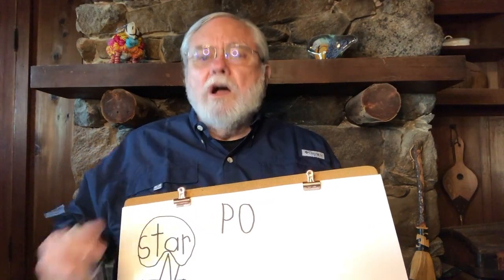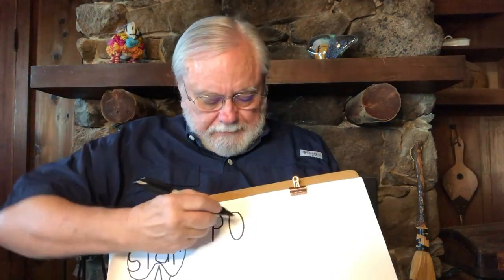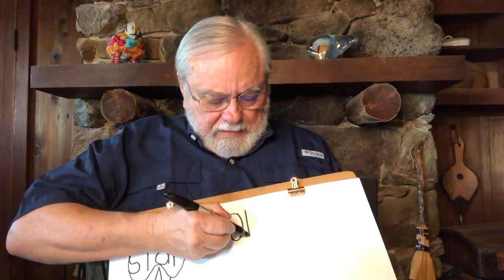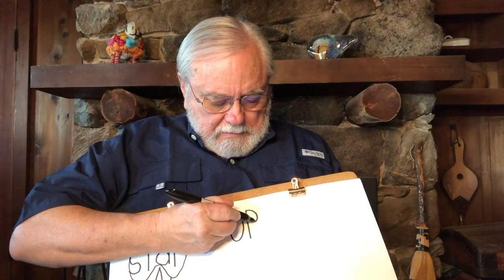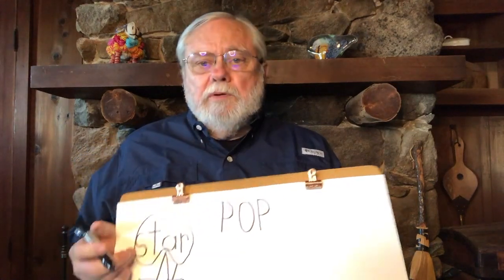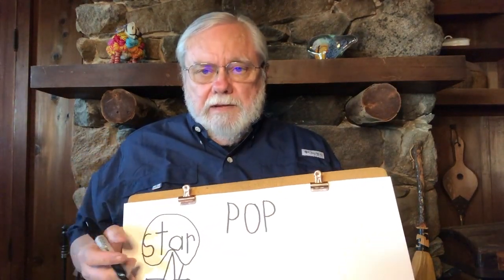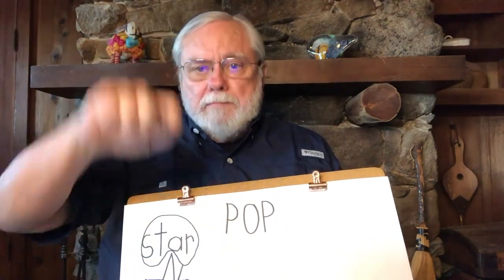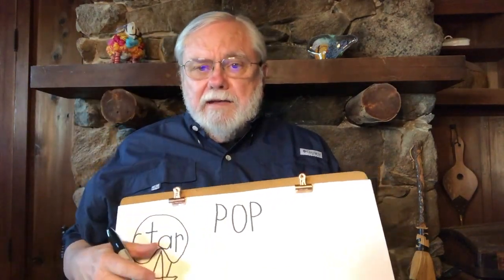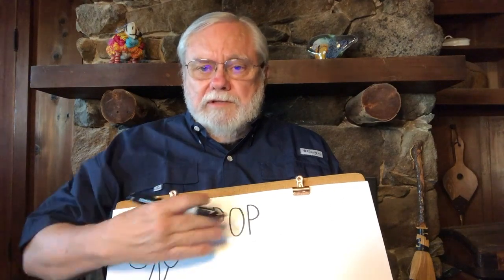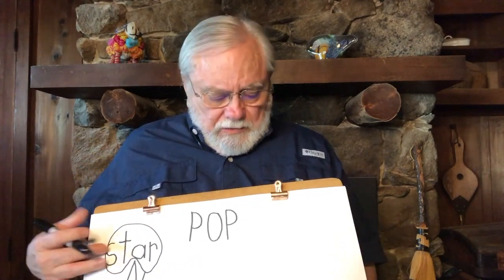What's the sound for O? Ah. I'm going to make a P again on the end. So if we put those three sounds together, what word did we make? Pop. Just like when we drew a picture of a dad and we called him a what? A pop. Only this isn't going to be a dad. This is going to be something else.